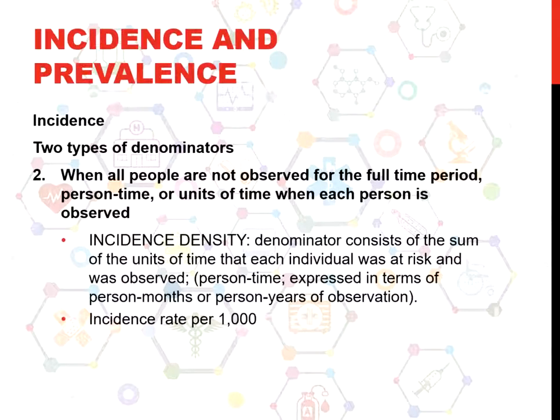When all people are not observed for the full time period, person-time, or units of time with each person observed. So incidence density. So the denominator consists of the sum of the units of time the individual was at risk and was observed. So oras yung ginagamit natin na denominator dito. Incidence per 100 or per 1,000. Okay, so malimit ginagamit is yung per population.